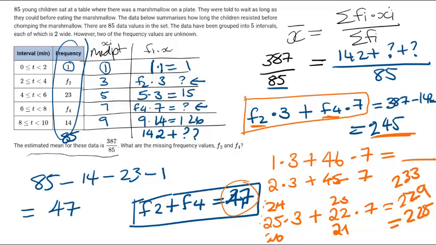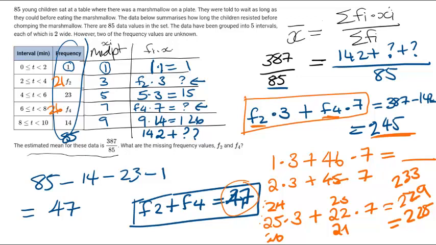Let's do 23 and 24. That gives me 237. 22 and 25 gives me 241. Let's do 21 and 26. So the answer for F2 is going to be 21, and the answer for F4 is going to be 26.